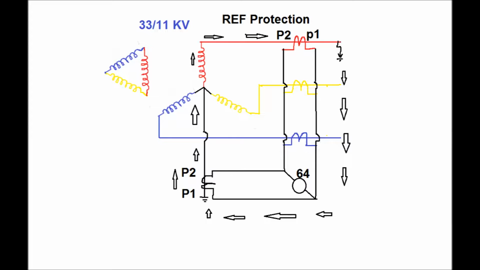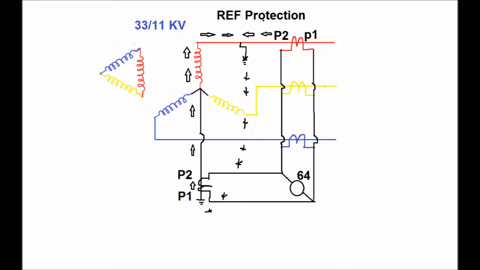That is, if any through fault occurs in the red phase, then in the red phase CT the current flows from P2 to P1, and for the neutral CT the current flows from P1 to P2. Since these two currents are flowing in opposite directions, in the relay the sum of the total current is 0. So under a through fault condition, it will not operate.